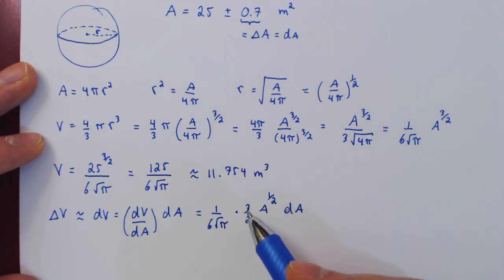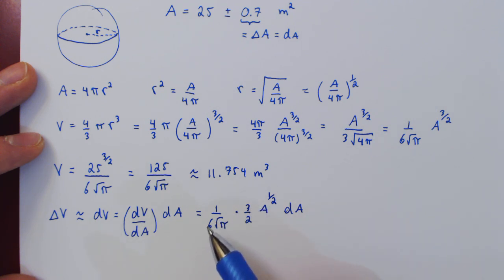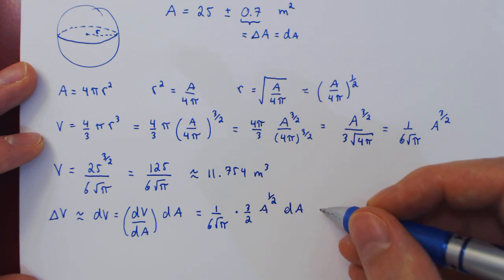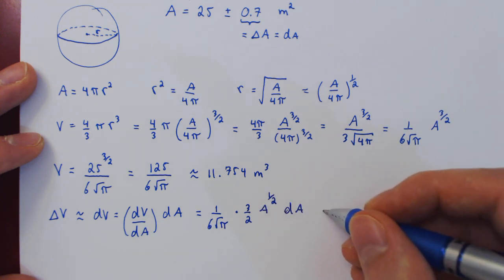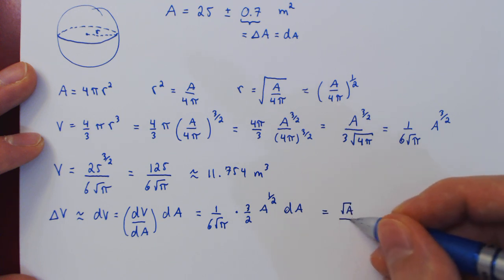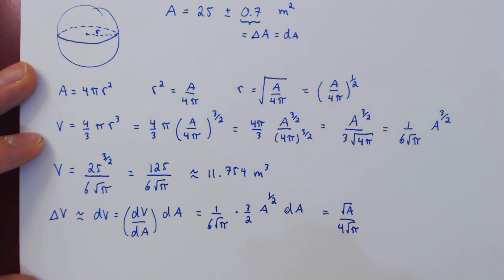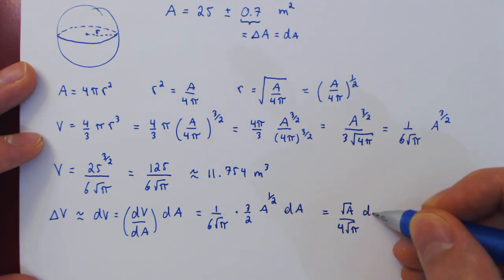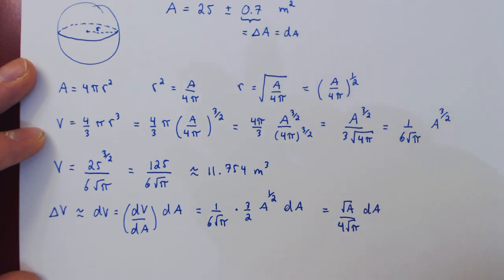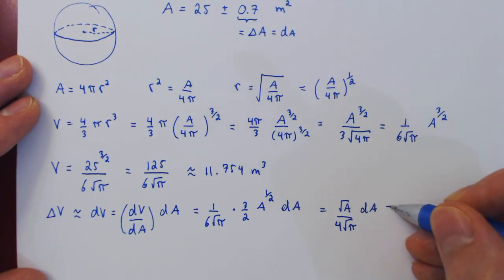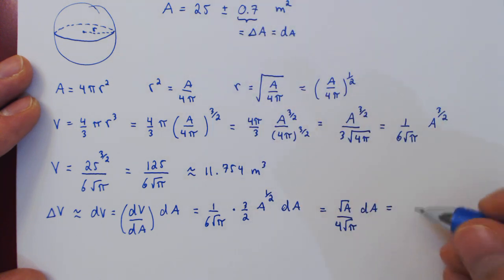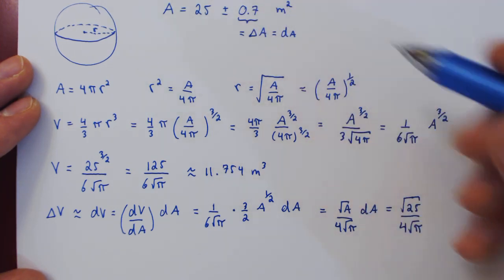We can simplify this a little bit. 3 cancels with a 3 here, and we're left with 2 times 2, 4. So we have the root of A over 4 root of pi, and of course times dA. And now we have all of the required quantities, so we can replace. So what do we get? Well, the root of A is the root of 25 over 4 root of pi times dA, which is 0.7.